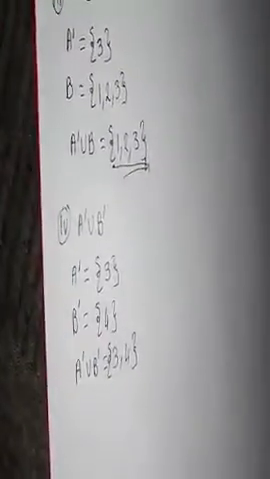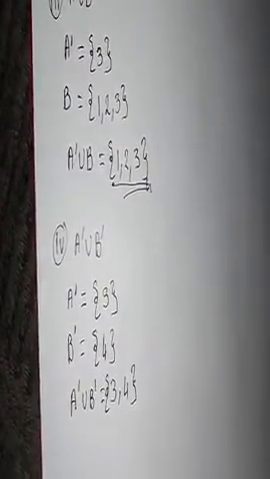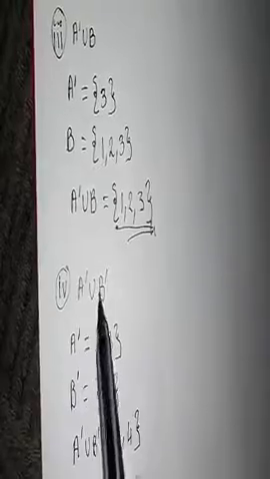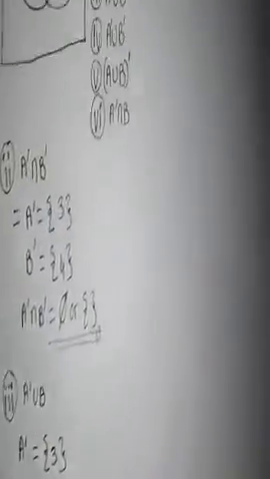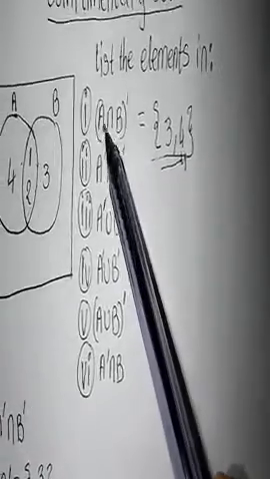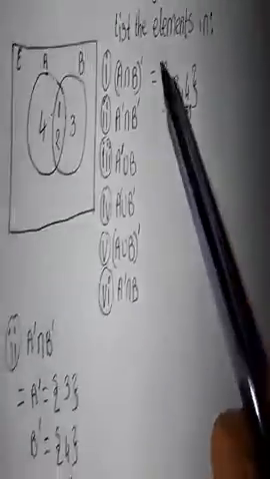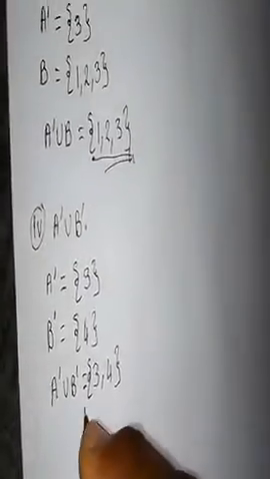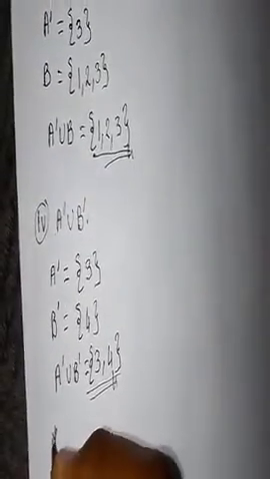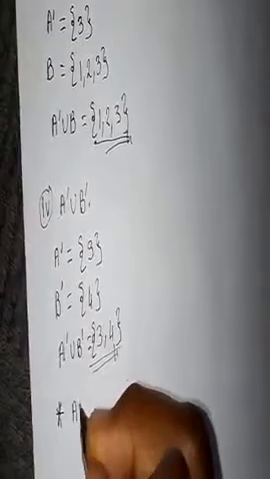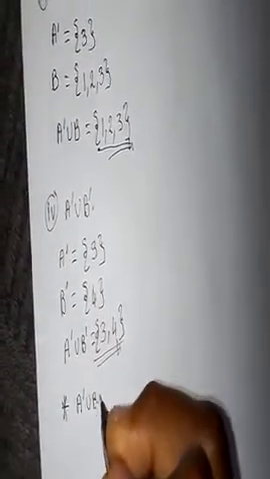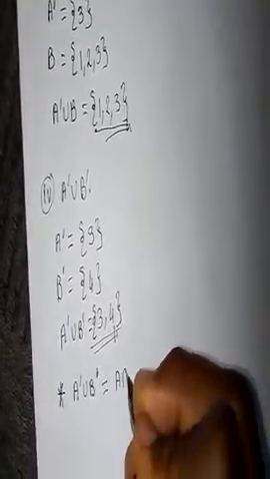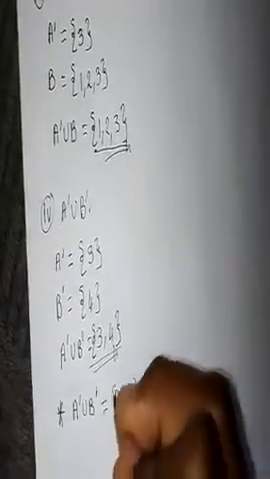So I want you to see if you have noticed something. If you have noticed, A complement union B complement is the same answer as the first question, which is A intersection B complement. So these two are equal. So you need to note this down. A complement union B complement is equal to A intersection B complement.